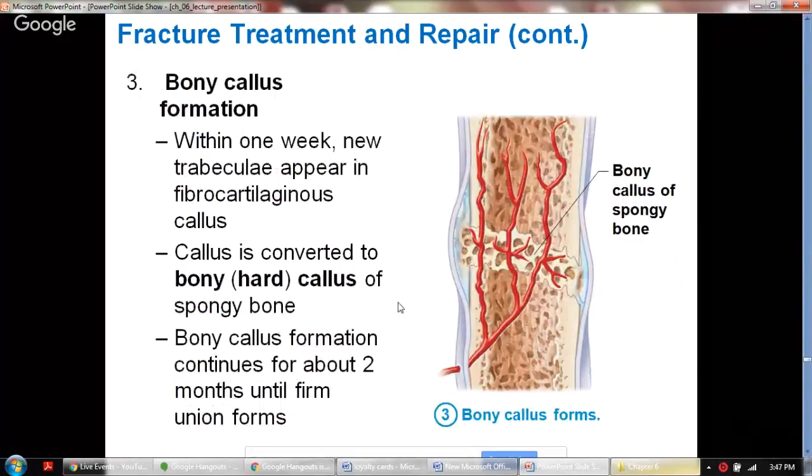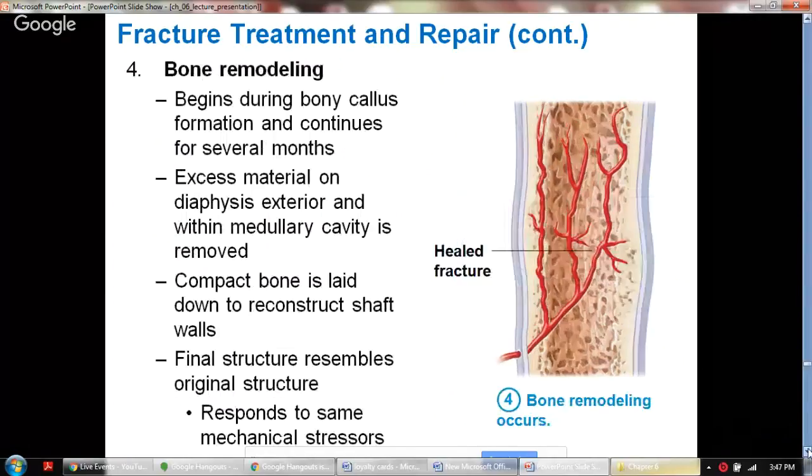The bony callus starts to form within 1 week, where the new trabeculae appear in the fibrocartilaginous callus. The callus is then converted into bony or hard callus of spongy bone, and the bony callus formation continues for about 2 months until it provides a firm union between the broken ends.